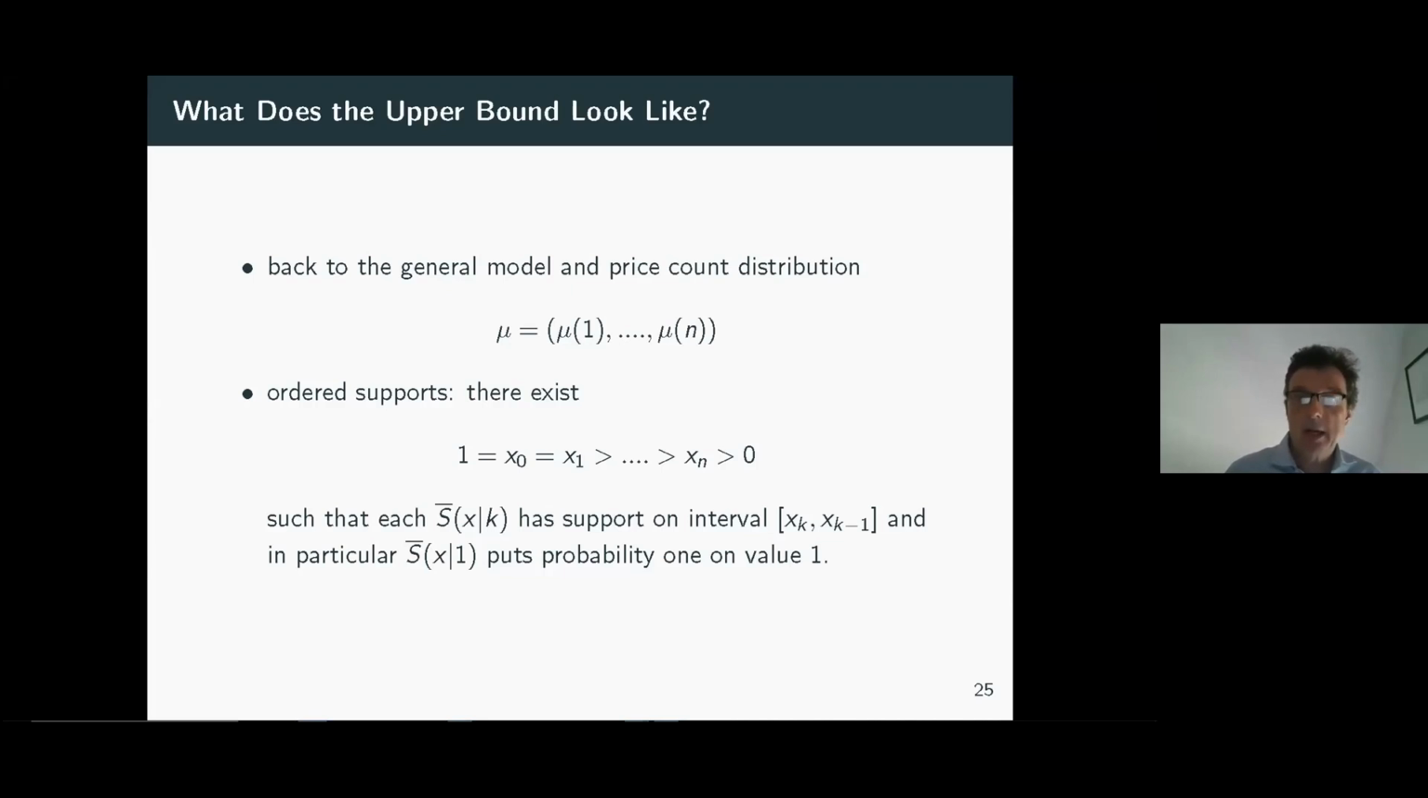So what does the upper bound look like, and how are we going to generalize it? We're going to be in a world now where we have a fixed price count distribution that simply tells us the prior probability of the number of competitors. And we're going to associate to each of these price count distributions a support along which there will be prices that are also labeled according to the number of competitors. So a person who gets a signal that the lower bound is 1 will price between x0 and x1. A person who got a lower bound of 2 will price between x1 and x2, and so on.